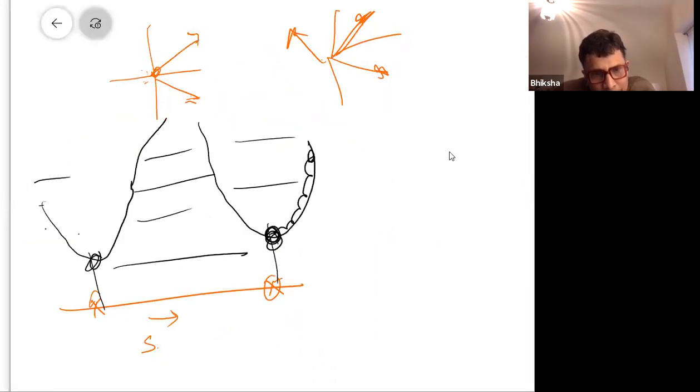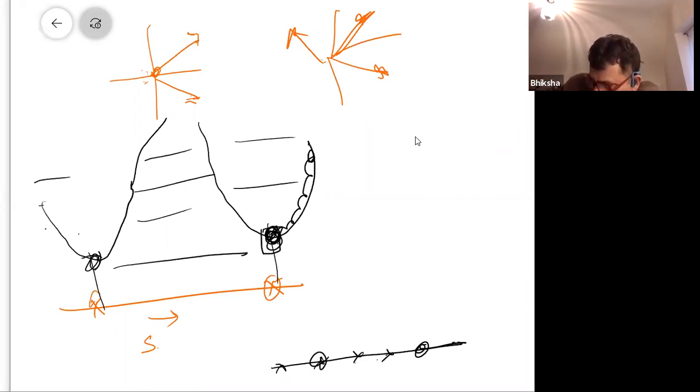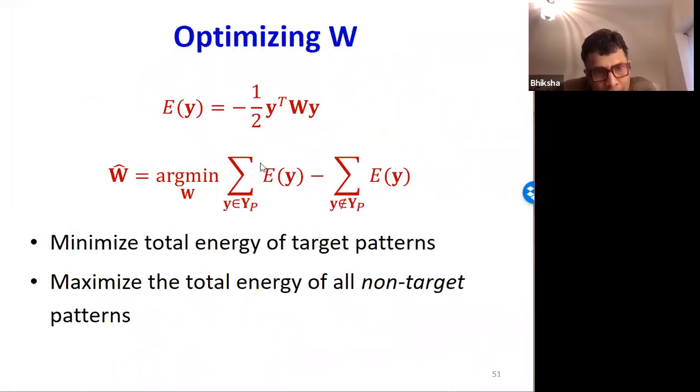Now, this is not enough, right? Simply minimizing the energy for the target patterns is not enough, because I may just end up making all the weights 0. So the energy is going to be minimum for my target patterns, but it's also going to be minimum for the other patterns. So I want to make this minimum, but I want to make the energy at all of these other locations high. So I will simultaneously say, minimize the energy at my target patterns and maximize the energy at all of the non-target patterns simultaneously.